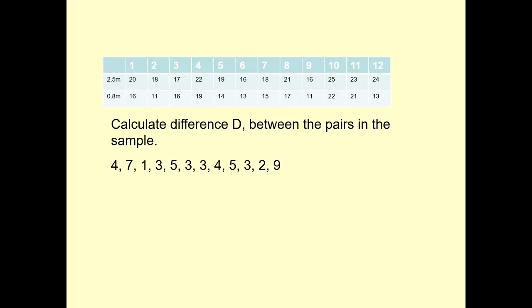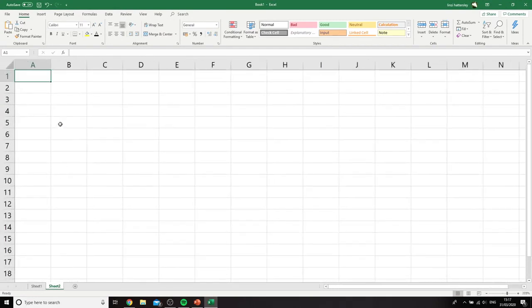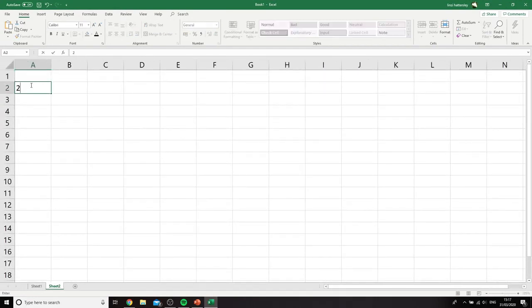So this is our data set. I'm just going to copy that over. So we've got 2.5 meters, that's the tallness, 0.8 meters. And this time we've got 12, and that's 12 pairs. So there's the number of green fly that was recorded.